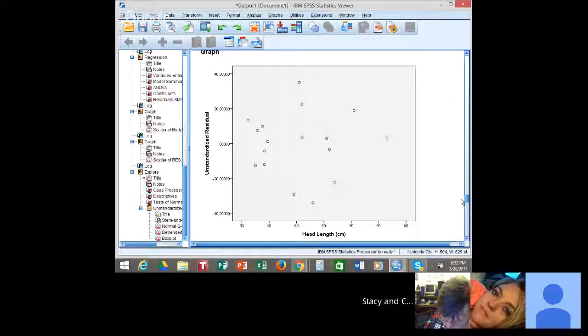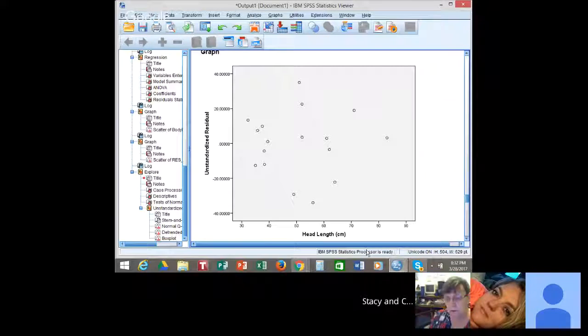So they want us to state the null and alternative hypothesis. So who has that? The null is beta 1 is equal to 0, and the alternative is beta 1 is not equal to 0.